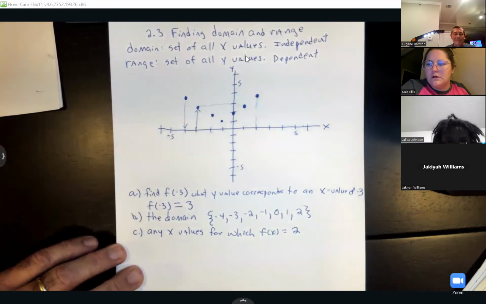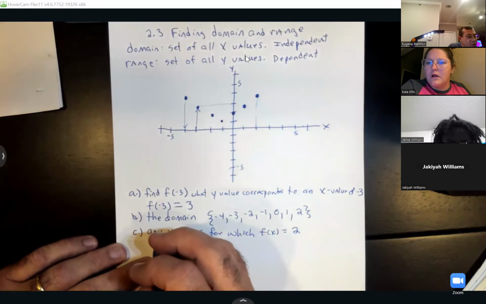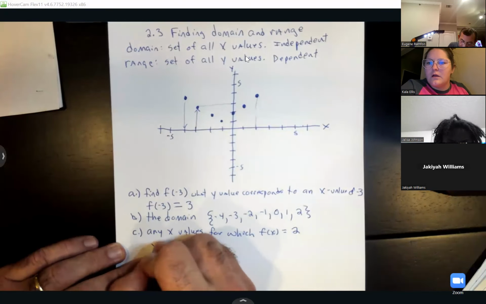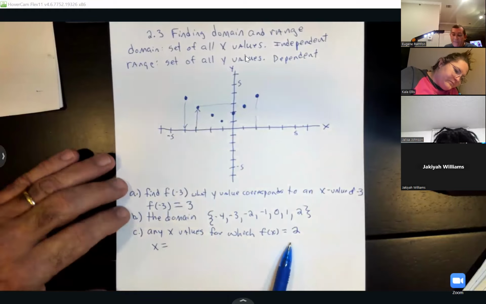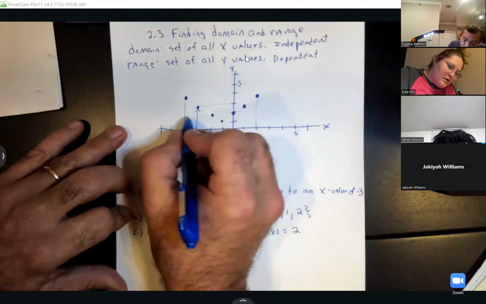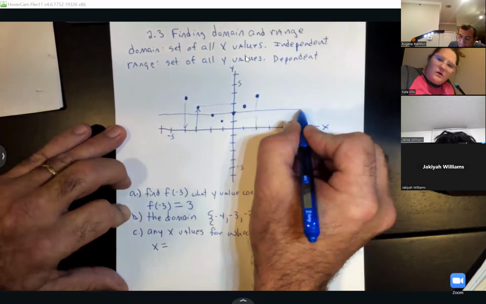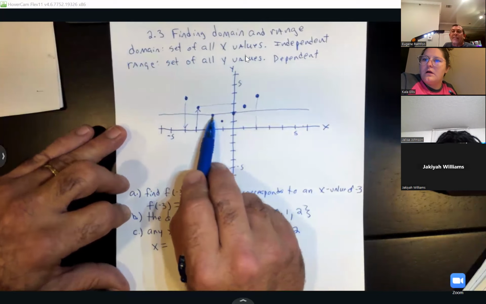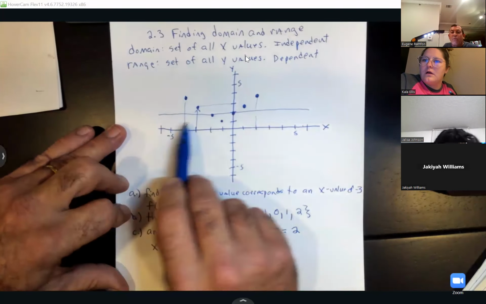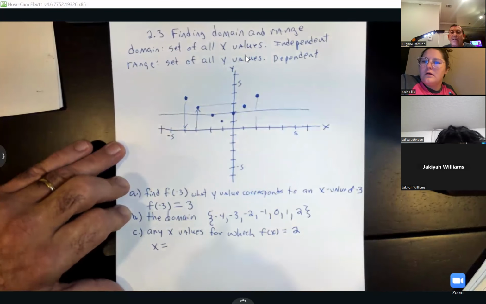It'll be 4. Oh, hang on. So let me put it. So they'll put x equals. So let's see. I want a y value of 2. So my y value of 2 comes straight across right here. So this one has a y value of 2. This one has a y value of 2 because they're both horizontal across there. So what x's did that happen?